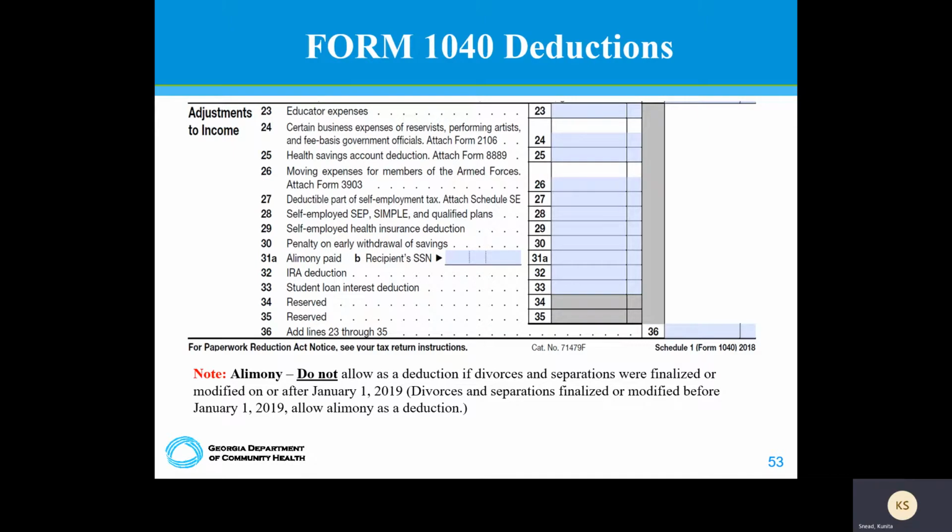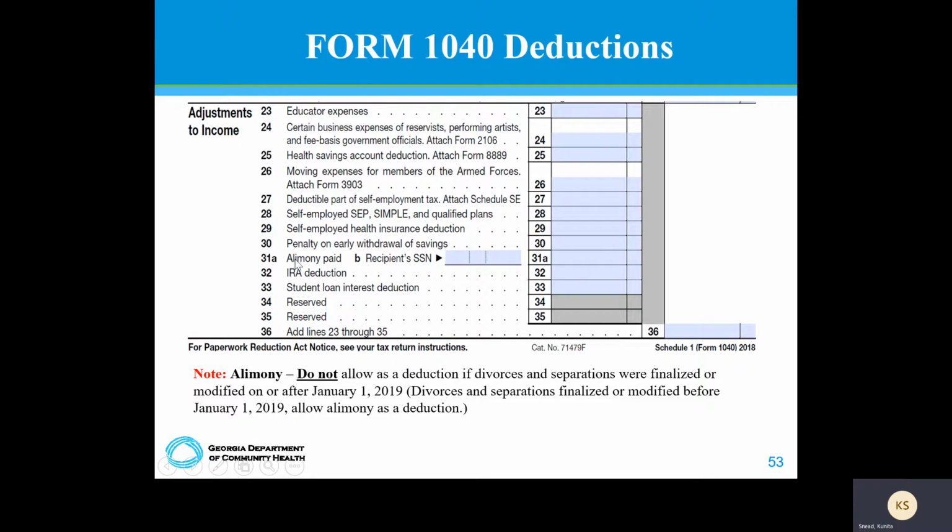The next one is the 1040 deductions. This is just for your information purposes, so you can know what is considered a 1040 deduction. It's anything on lines 23 through 33, because 34, 35, and 36 are just reserved. If they have anything that is listed here, this is called a 1040 deduction. That can be your student loan interest, IRA deduction, educator expenses, self-employment health insurance. If they have anything that is listed here, it can be subtracted off of their gross income as a 1040 deduction.